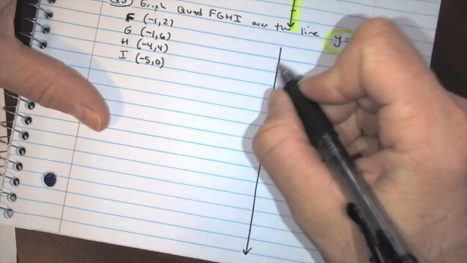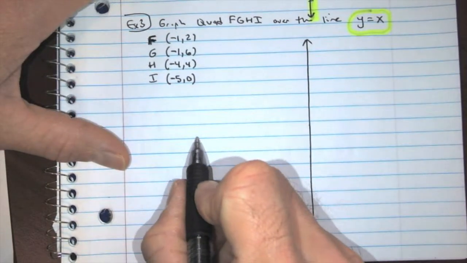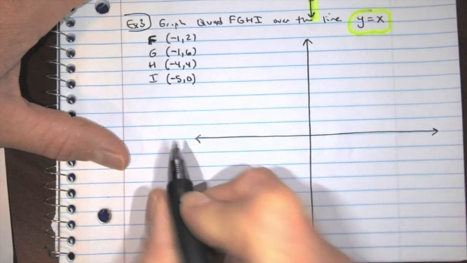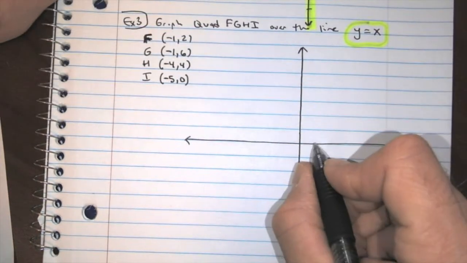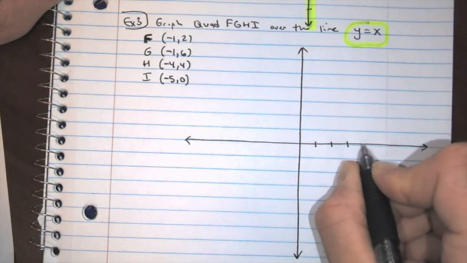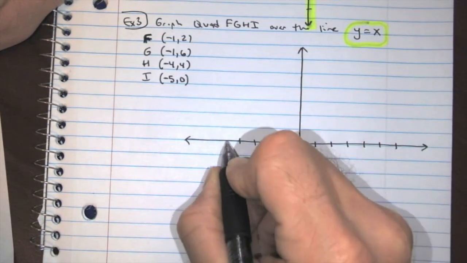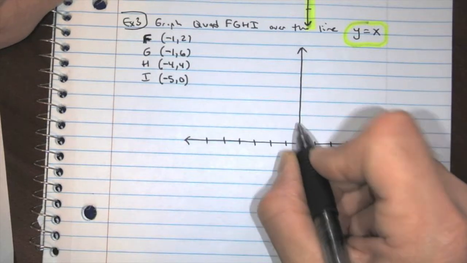Let's get a graph going. You can graph this on your own. I gotta go out to 6. Okay, so 1, 2, 3, 4, 5, 6. 1, 2, 2, 3.